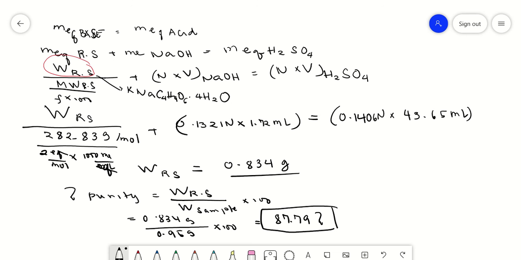Or you can make use of the formula in your module. So you can use it directly. For the percentage of the component, take note, it would be the normality of sulfuric acid times the volume, so milliequivalents of sulfuric acid, minus milliequivalents of sodium hydroxide, times the molecular weight times 1 divided by the factor times 1,000 times the weight of the sample.